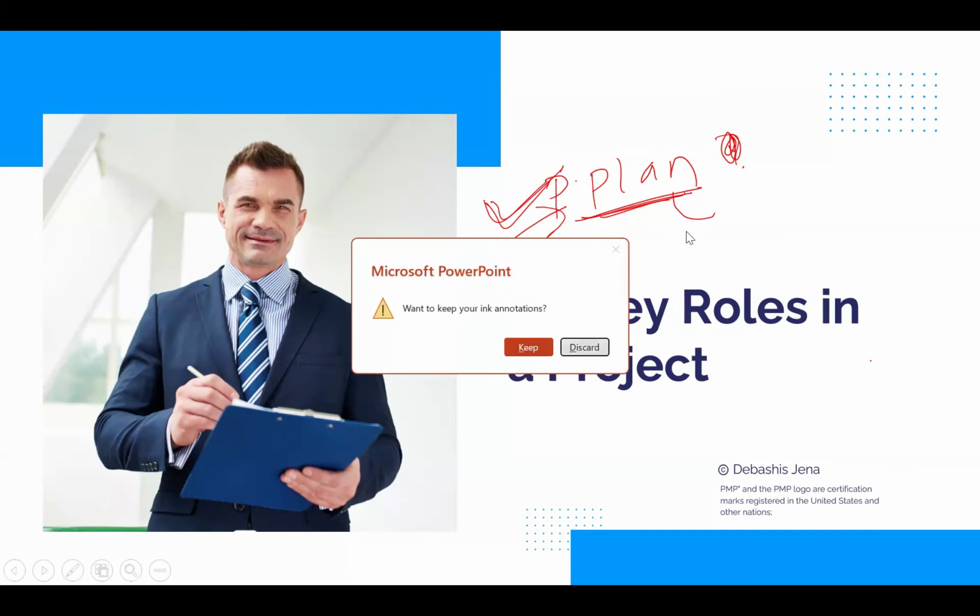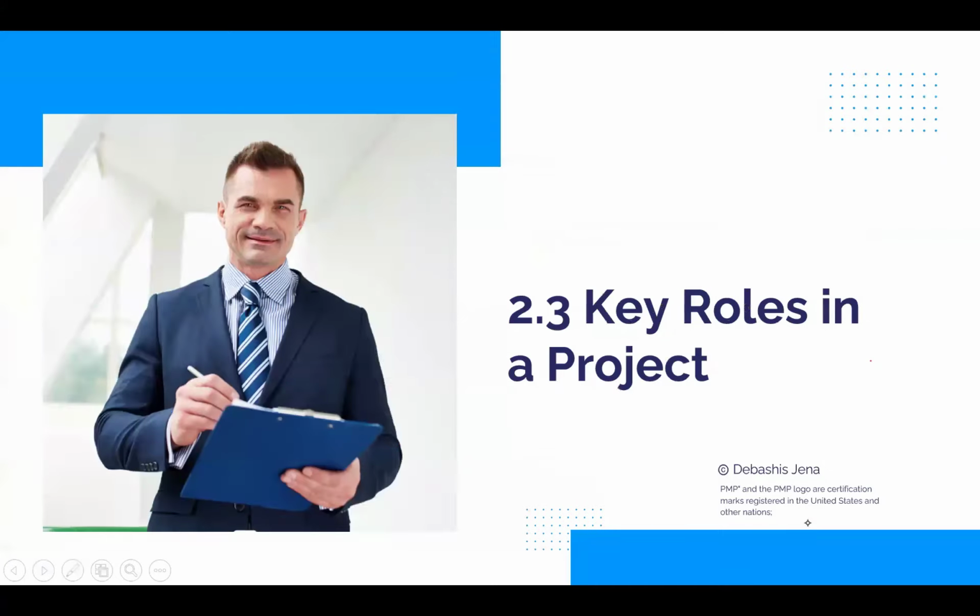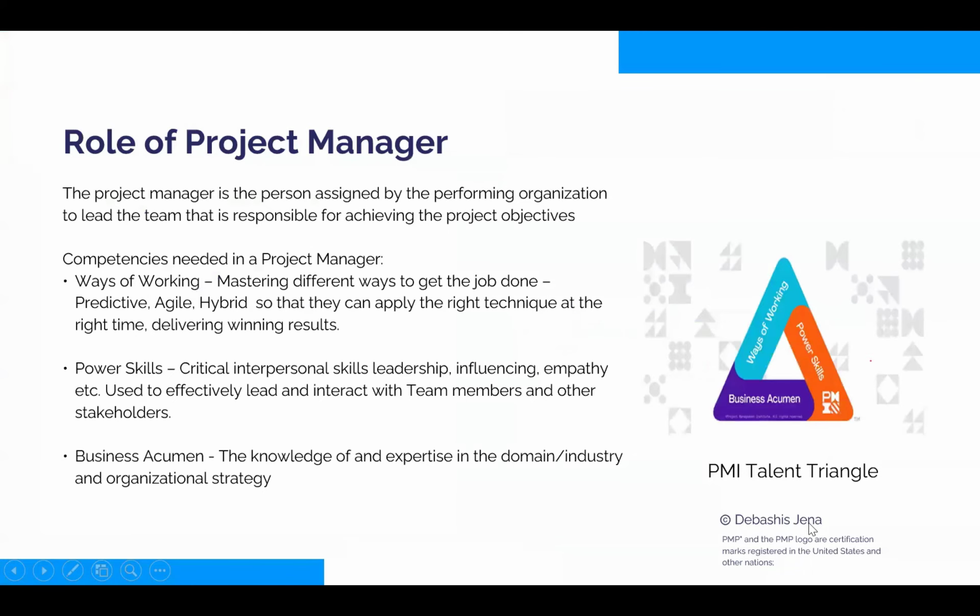Key roles. Let's take a look at roles that we have in a project. We have 9 minutes. I'll utilize that. Take a look at this. What is the takeaway? This slide talks about the PMI talent triangle. Look at this triangle. It talks about 3 competencies that we need in a project manager. PMI recognizes these 3 competencies required in a project manager.